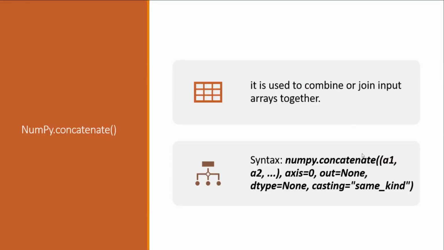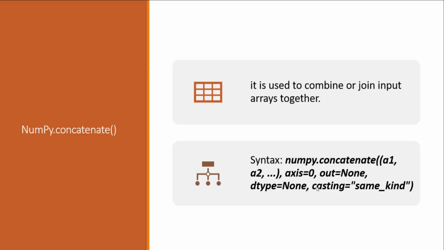Our first function is numpy.concatenate. This function is available in the NumPy module and it is used to combine, or you can say join, input arrays together. This function takes 2 or more input arrays that have the same shape and merges those arrays into a single array. This function can join both horizontally and vertically, and it returns an array as output.